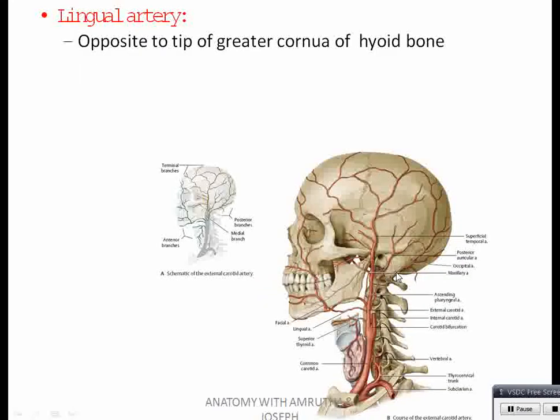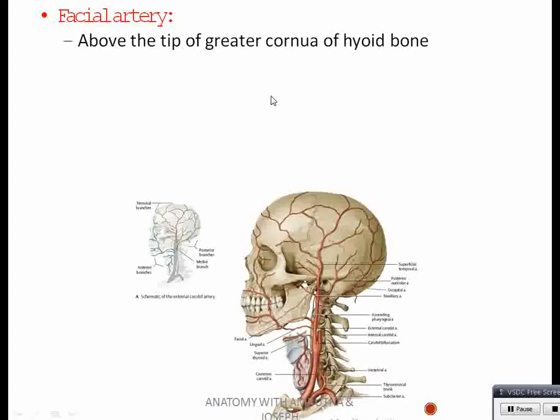Lingual artery, as the name suggests, is going to supply the tongue. It arises in this area, supplying the tongue region. It is just opposite the tip of the greater cornua of the hyoid bone. So we are seeing the level where the different arteries arise. The next artery is the facial artery, above the tip of the greater cornua of the hyoid bone. So above the tip of the greater cornua, there is another artery, the facial artery. The facial artery is here.